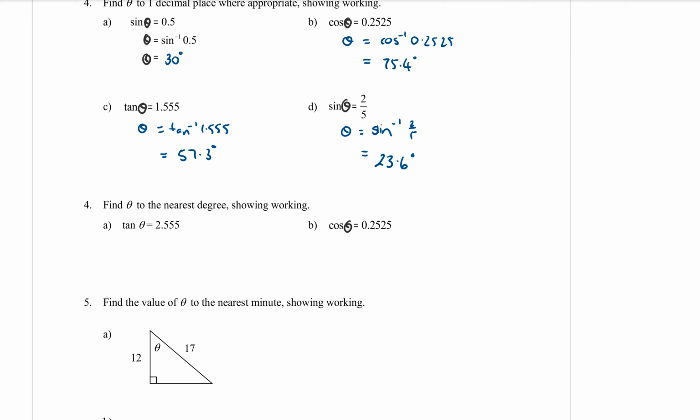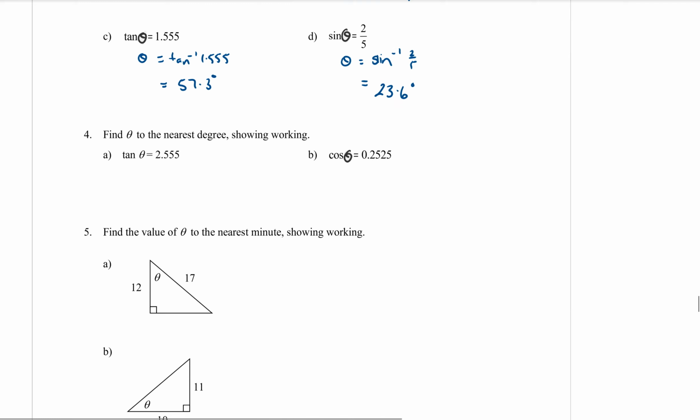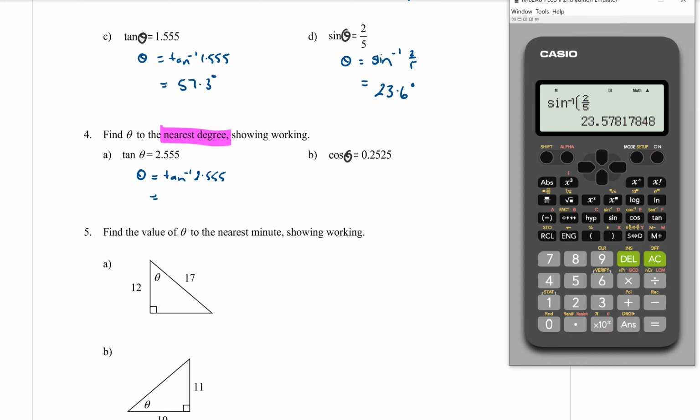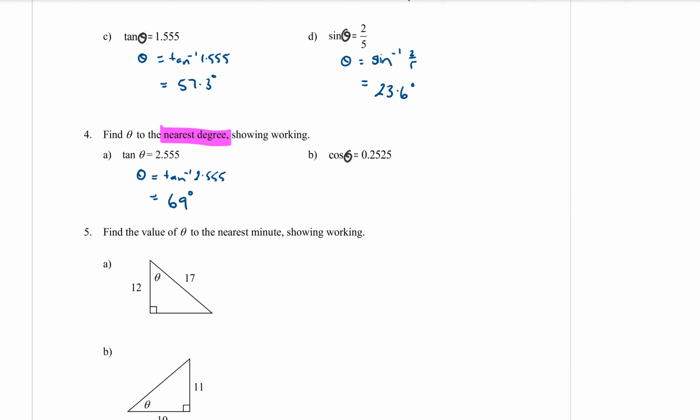Okay, question five is the same except that we want to round to the nearest degree instead of one decimal place. So to get theta by itself, I need to inverse tan 2.555. Oops, inverse tan 2.555. So 68 is the whole number because these 0.6 would round up. We're going to round that to 69 degrees.